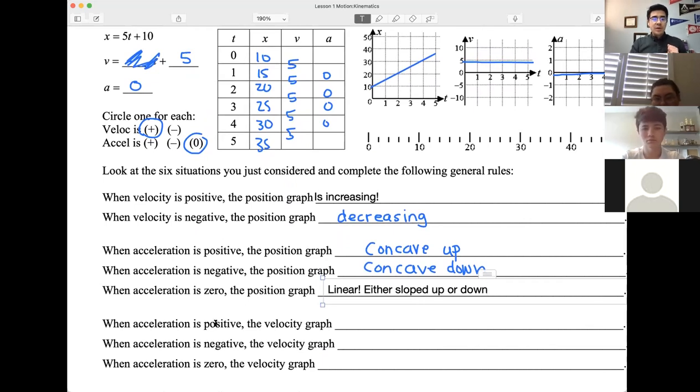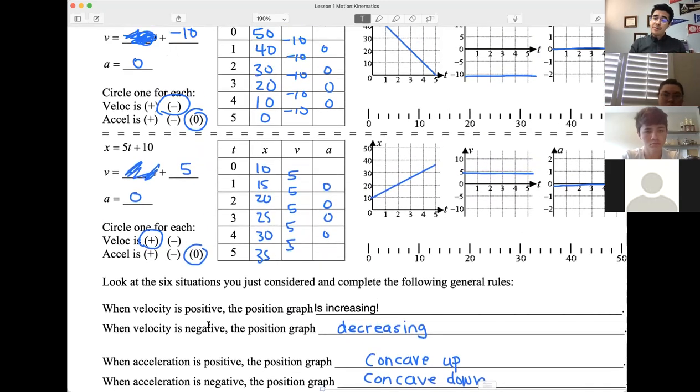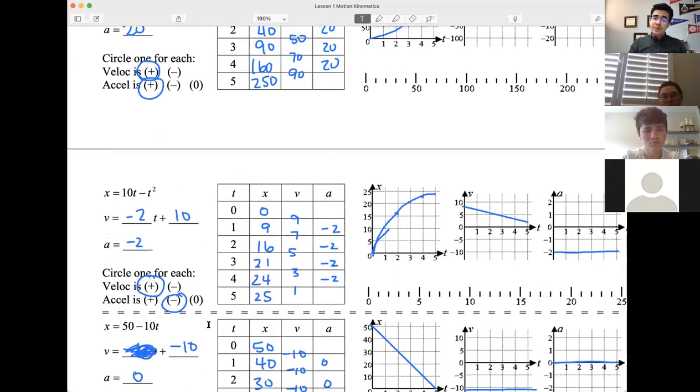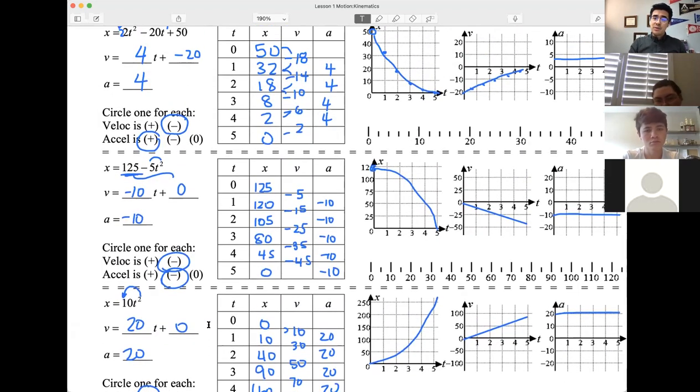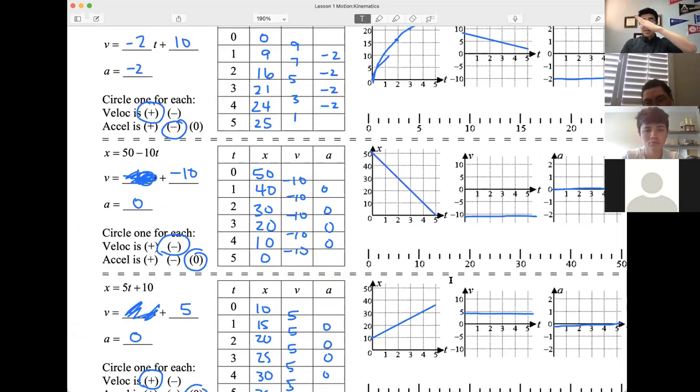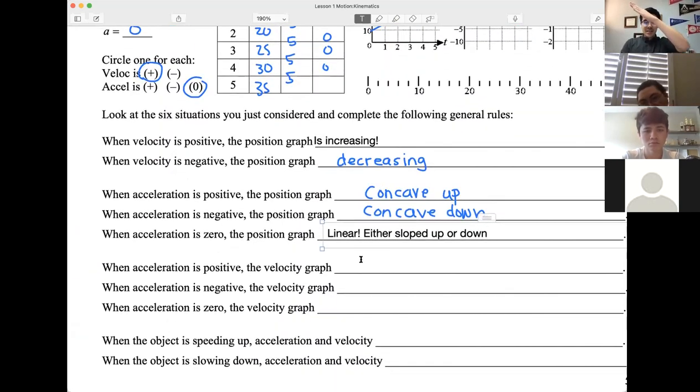Now, what about this? When the acceleration is positive, what can you tell me about the velocity graph? Let's see. Positive in 1 and 3. What is the same about the velocity graphs here? It increases. Increases at a constant rate. When I say constant rate, that means it's increasing in a line, right? So we're going to say here, if it lets me.